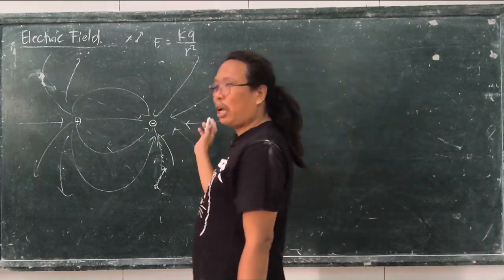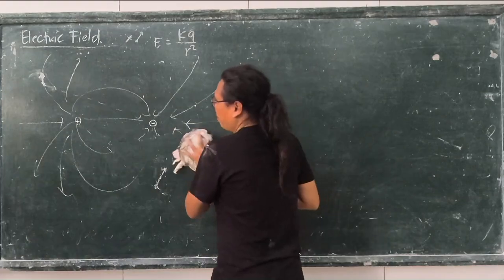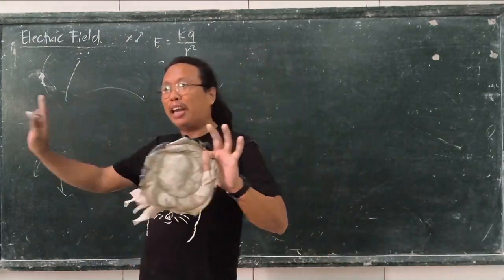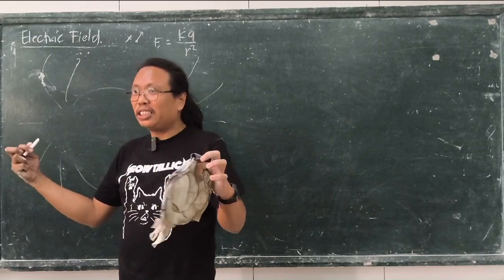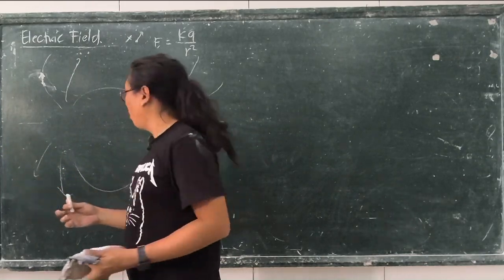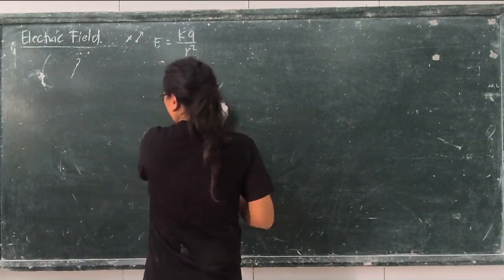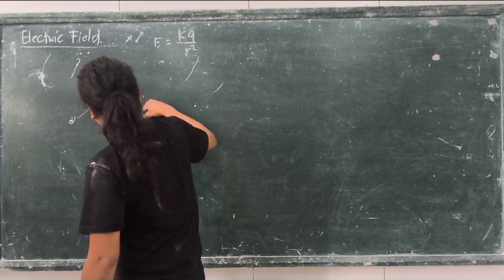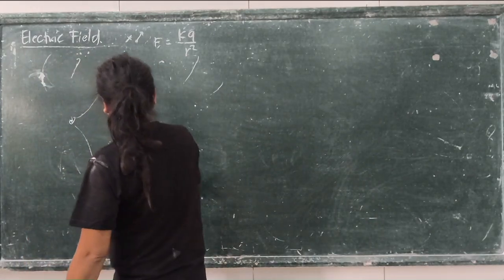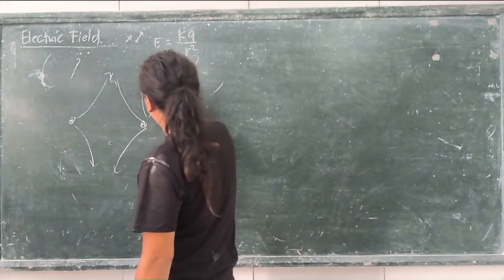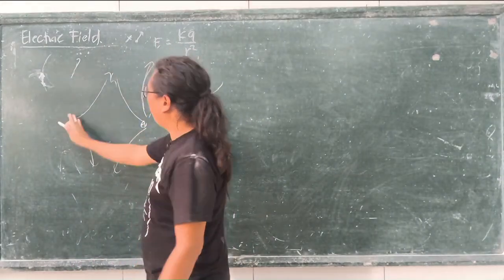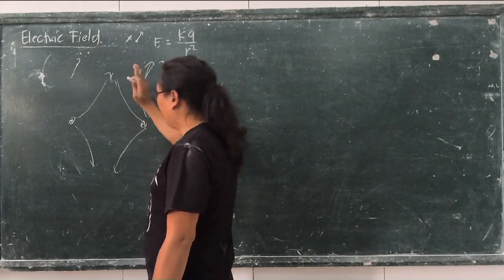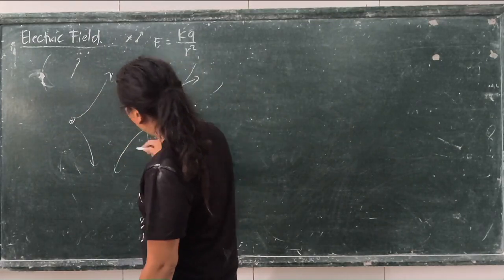Now how about both with like signs? Like signs repel, opposite signs attract. So in this case, we have positive and positive. So, for example, here, this will push the field to this side. So it looks like this now.